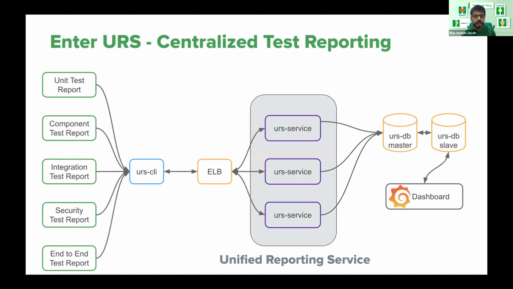We've created a service called URS, a service that is effectively a centralized test reporting service. So any test that runs anywhere across the company at Grab, be it a unit test, a component test, integration test, security tests, end-to-end tests, etc., all just push their test result at the end of the test run into what we call the URS service. The URS service is pretty simple. It takes that, stores it into a persistent storage, and from which we can hook into our dashboard and have pretty looking charts and graphs that give us good analytics.